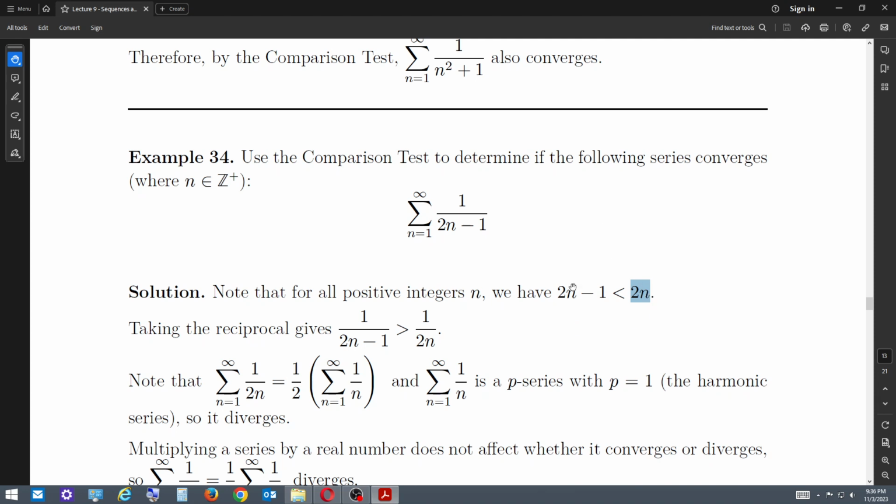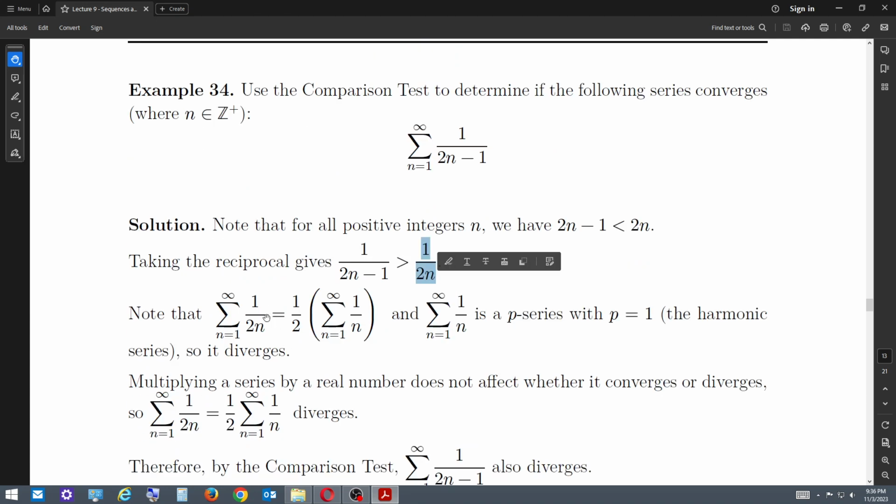When I take the reciprocal, the sign changes. So 1 over 2n minus 1 is bigger than 1 over 2n. Now if I take the sum of 1 over 2n, I could factor out a half from that. And this here is the harmonic series, which is divergent. So the terms of this series are bigger than the terms of this divergent series. And therefore, by the comparison test, this series diverges.